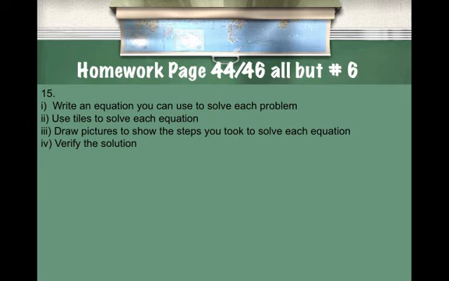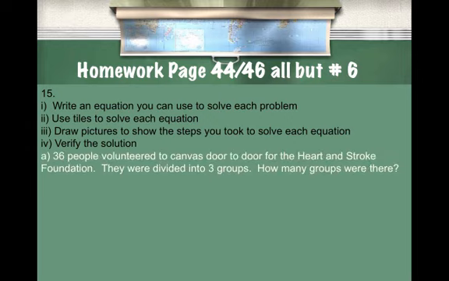Question 15. We had 4 different questions for each A and for B. A. 36 people volunteered to canvass door-to-door for the Heart and Stroke Foundation. They were divided into 3 groups. How many groups were there? So if we have to write an equation, which is represented by Roman numeral I here, our equation would be 3n equals 36. To solve the equation, we just have to figure out 3 times what number equals 36.